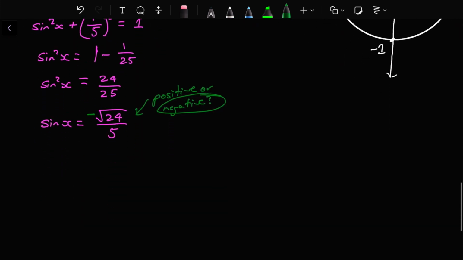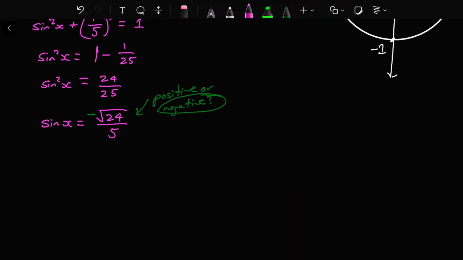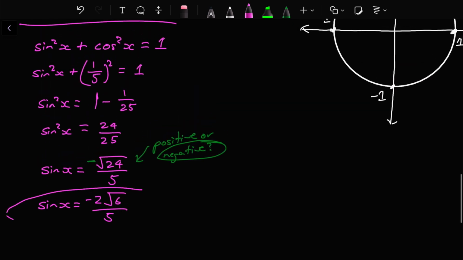Now, we can do a bit of simplification. I'll do it because your book has the answers in this way, so we don't get confused. Sine x, when we simplify the surd, is going to be equal to negative 2 root 6 over 5. Cool. So that's sine x.